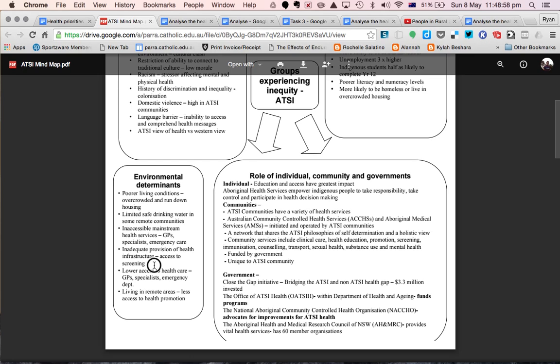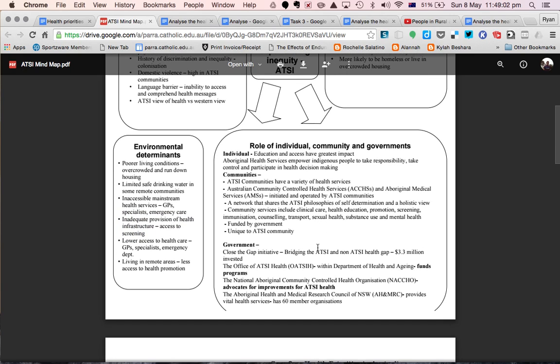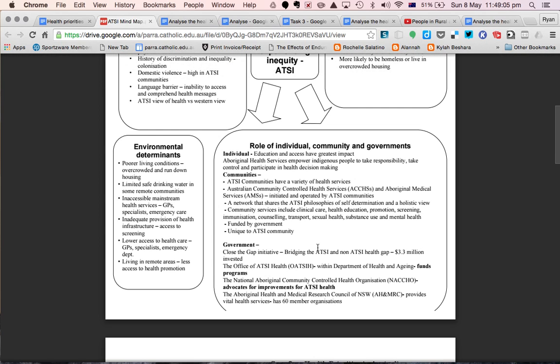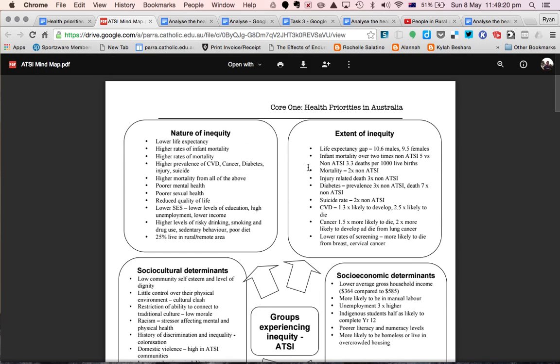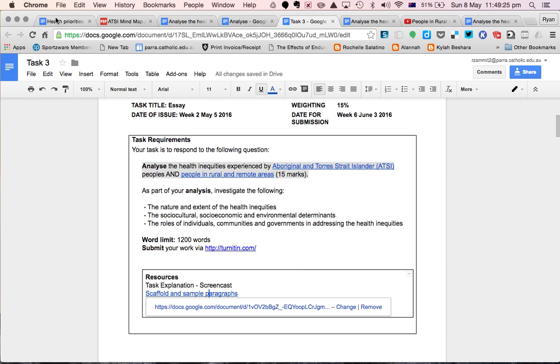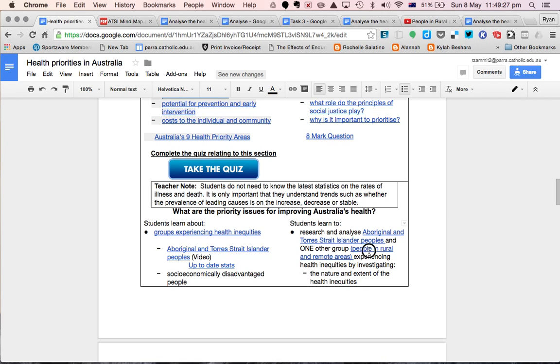And then we've got the role of the individual, communities and governments in addressing the inequity. So what does the individual do to improve the inequity or to make things a little bit more fair or equal? What does the government do? So that's a good overview, and there's also one for people in rural and remote communities.